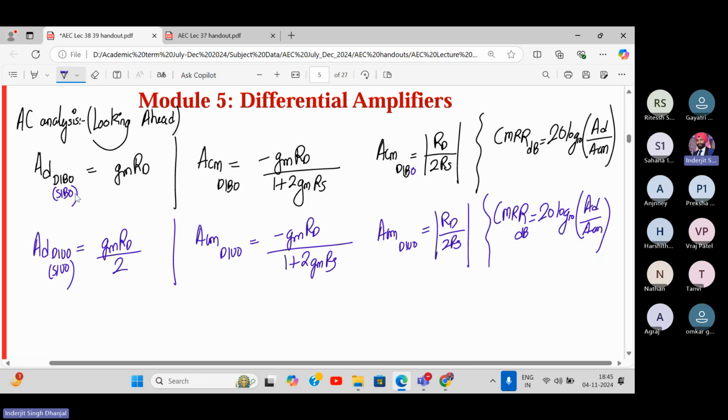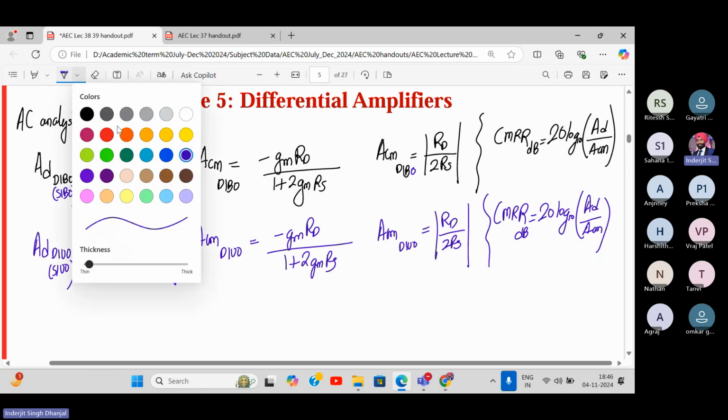Okay. So all the four configurations have come: DIBO, SIBO, DIUO, SIUO. So fortunately, the ACM formula for all the configurations is same. The common mode gain formula is same for all the configurations. Only the differential gain formula for DIBO and DIUO are different. So DIBO it is GMRD, DIUO is GMRD by 2. All right. Understood this? And by the way, how to calculate GM now? GM already you know.